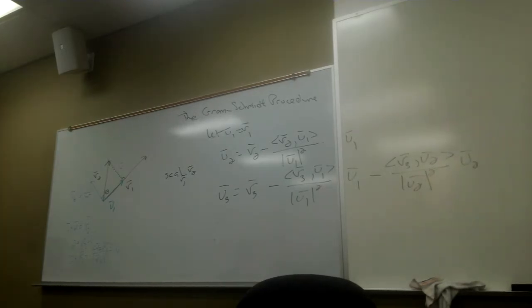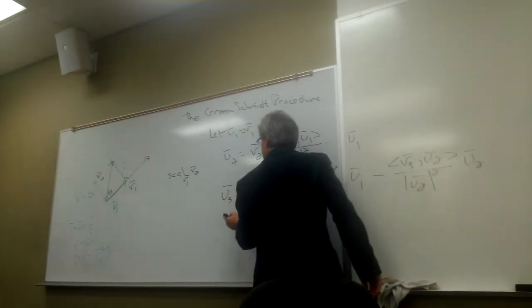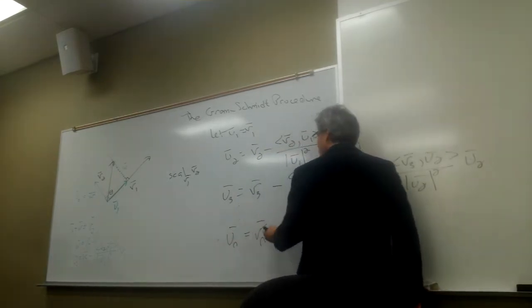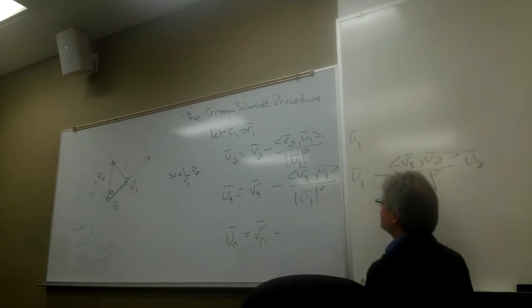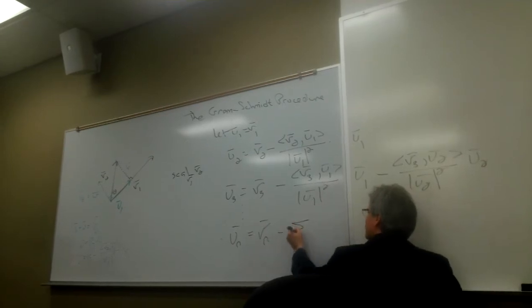Can I change this? What if I had n vectors, v1 bar through vn bar? Then I think my u sub n bar is going to be nothing more than v sub n bar minus, oh, you guys, it's too much writing. Can we change it? What's your favorite Greek letter? Delta. Yeah, I thought so.